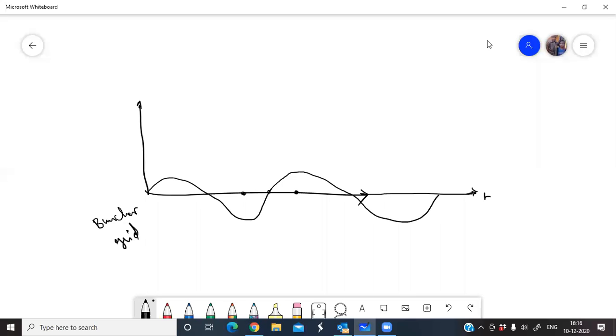So the RF signal has the maximum positive voltage at this point, and the negative voltage at this point. This is the 0 voltage point. I want to assume the times here. Suppose I take the points A, B, C like that, and the time here is Ta, here the time is Tb, and here the time is Tc. So I want to assume like that.